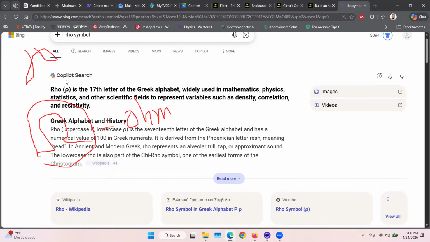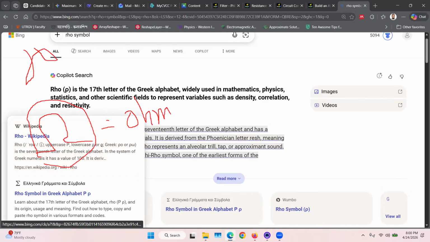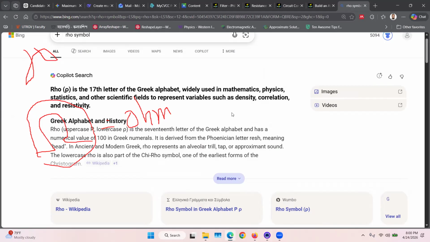Rho could be mass density, and rho could be any kind of other sign. So rho is very important. Rho is a Greek sign, from the Greek alphabet. We use rho, and this sign is from Ohm. This represents the resistance. Ohm is the unit for resistance, and this is rho.